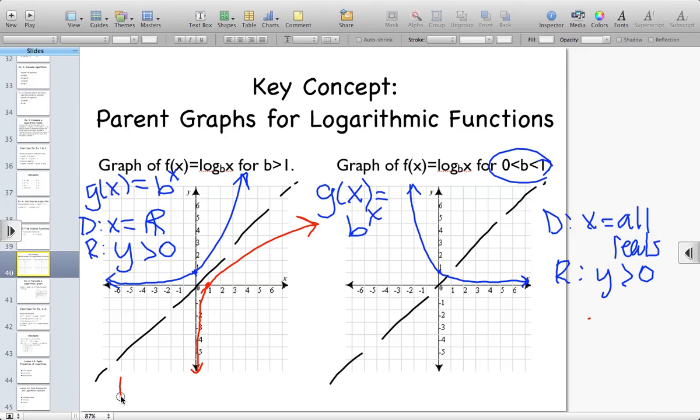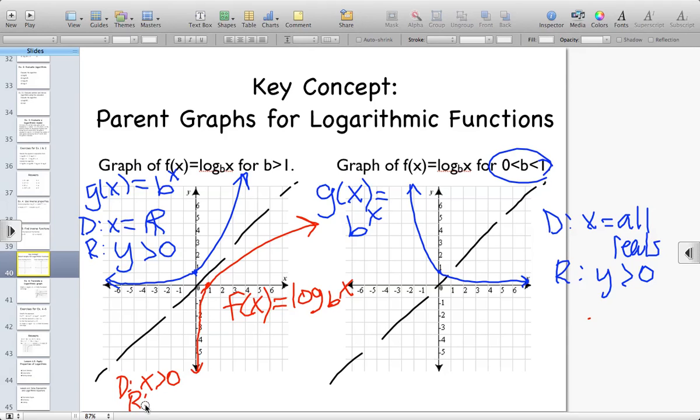So this time, your domain is affected by any changes to the x. The domain is the x values that are greater than 0. It's no longer all real numbers. Notice it gets to x equals 0, and it stops. It doesn't go any further.